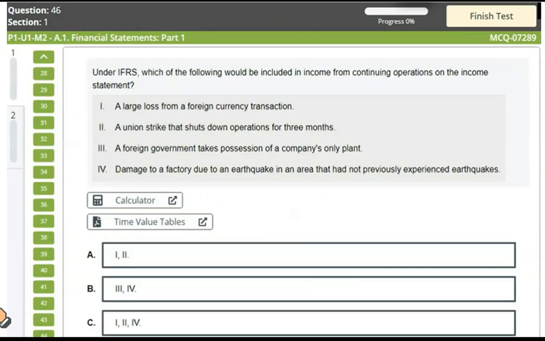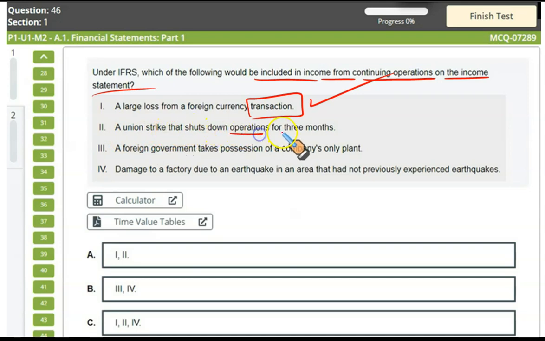Next, under the IFRS, which of the following would be included in the income from continuing operations on the income statement? A large loss from foreign currency transaction, not translation. Yes, it would be reported as a part of continuing operations. A union strike that shuts down operations for 3 months and then operations continue again. So it is a continuing operation item.